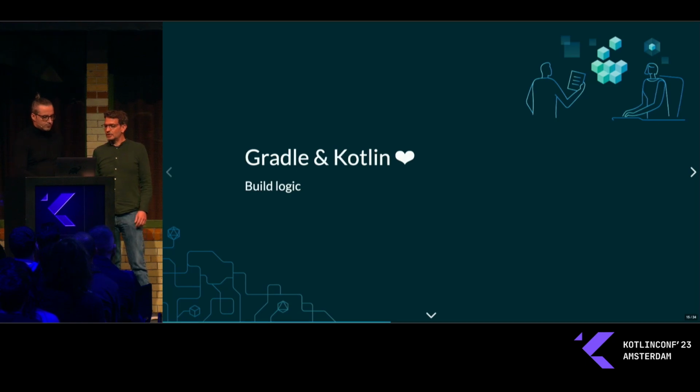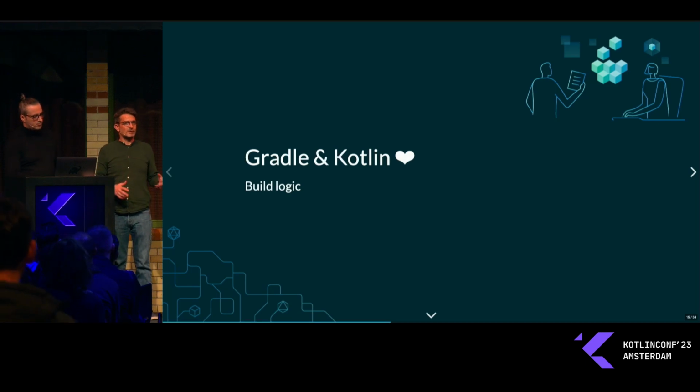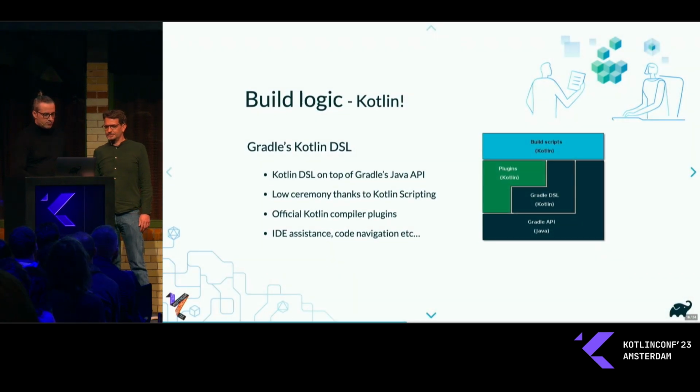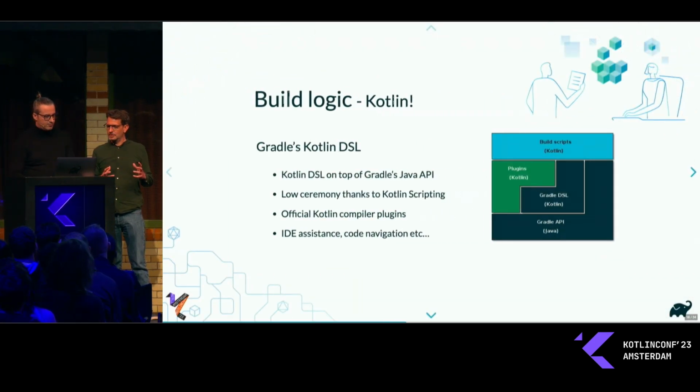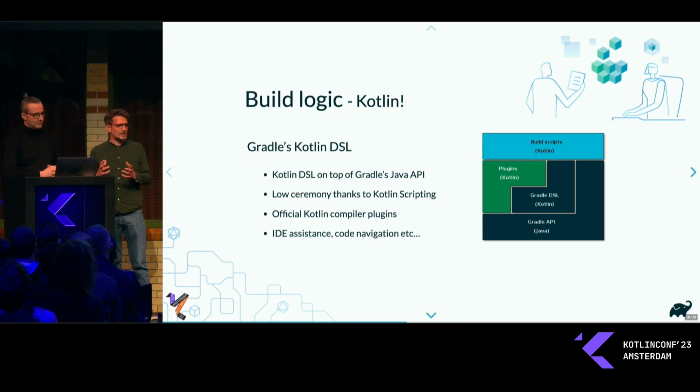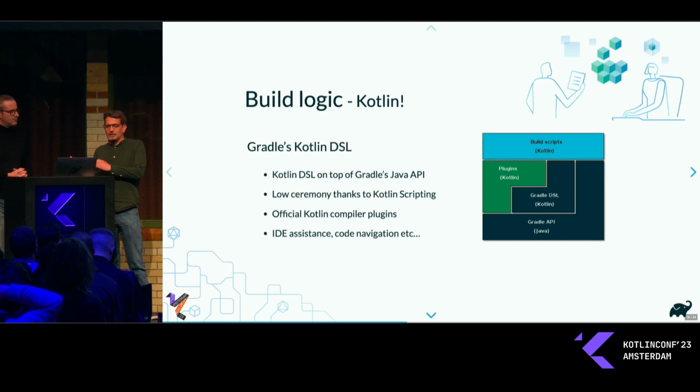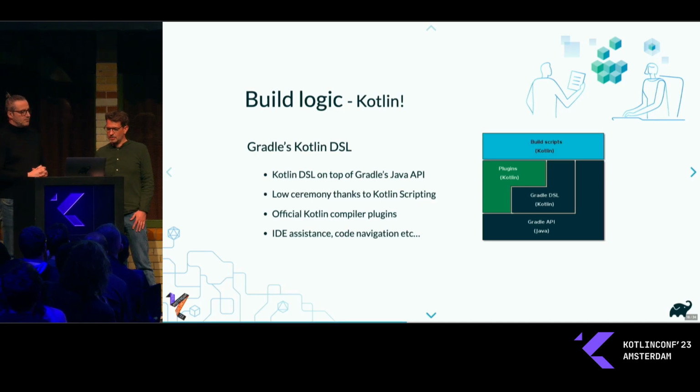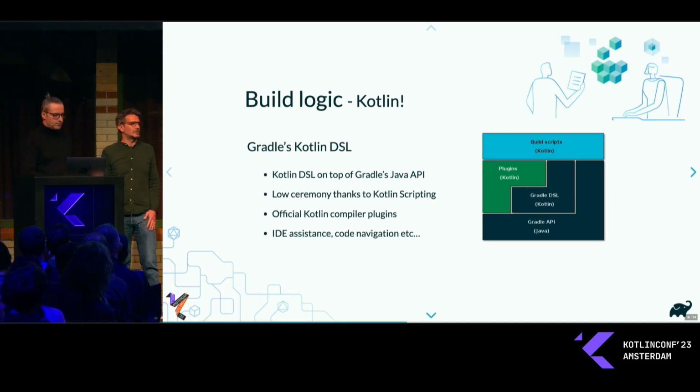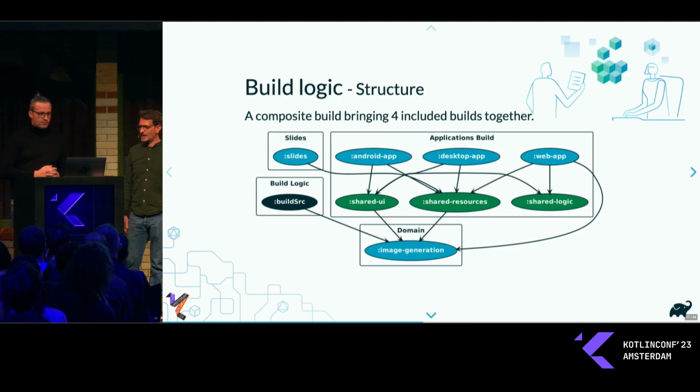So next we're going to talk about the love story between Gradle and Kotlin that makes all this possible. And the first part of it is the Gradle Kotlin DSL. Gradle is a Java API. So the Kotlin DSL is on top of this and leverages Kotlin language features, such as Kotlin scripting that allows us to have low ceremony scripts, and only official Kotlin compiler plugins. We'll see with examples how they are used. And all this to provide the nice IDE assistance we just saw.